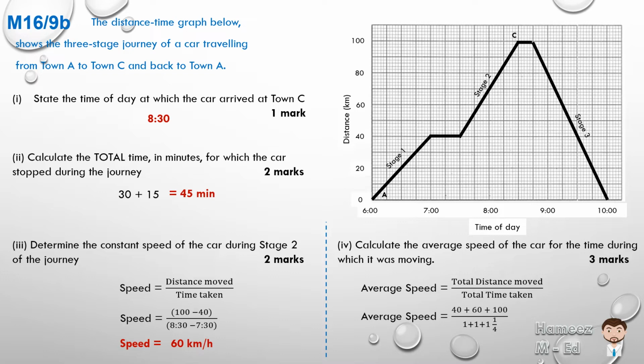So the average speed will be 40 plus 60 plus 100, 200, divided by 3 and a quarter, which works out to be 61.54 kilometers per hour. Notice we're ignoring the time it was at rest because this question is asking us to calculate the average speed while the car was moving.